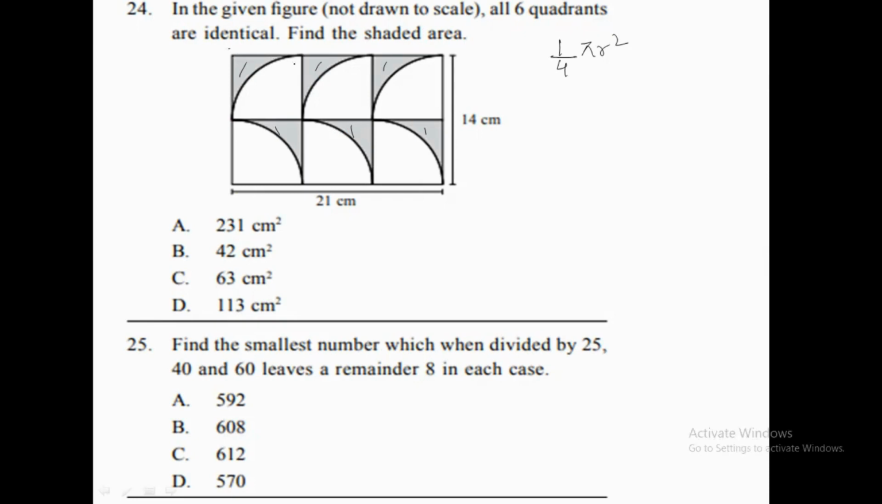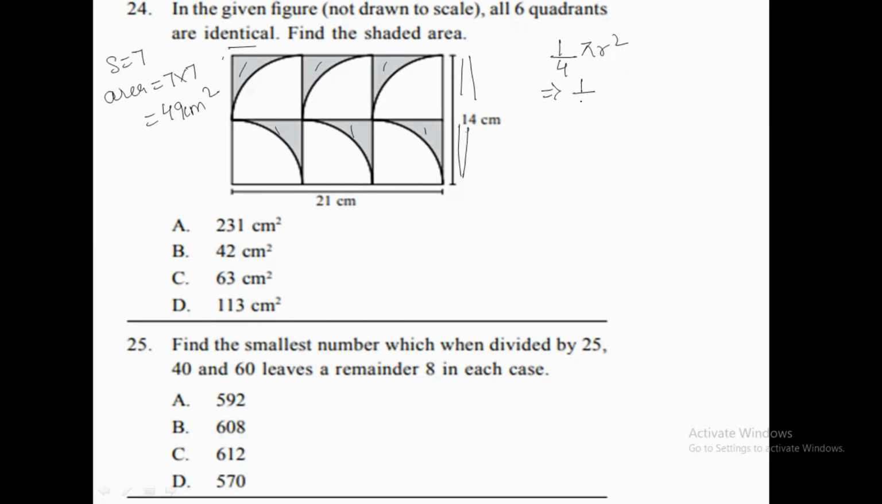As you can see, one quadrant is here and squares are also here. First we will find the area of the square. If this whole thing is 14, then this will be 7 and this will be 7, because they are made up of squares only, so the sides are equal. So the side of the square is 7. Area of square will be 7 into 7, that is 49 centimeter square.